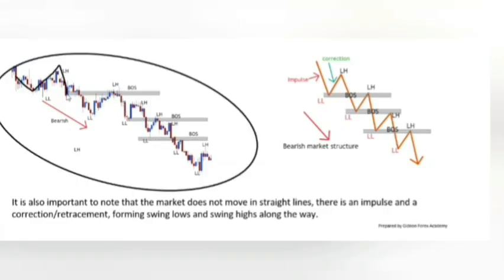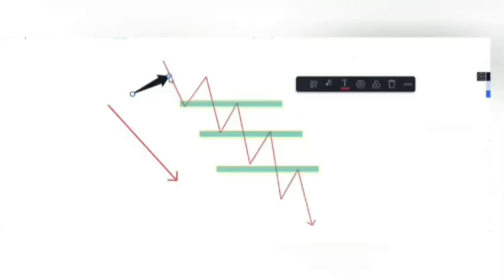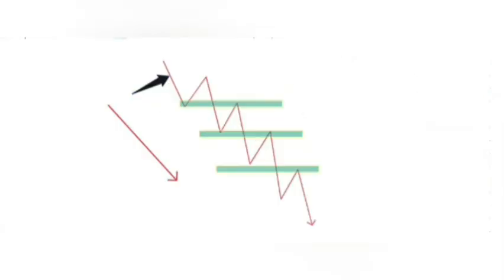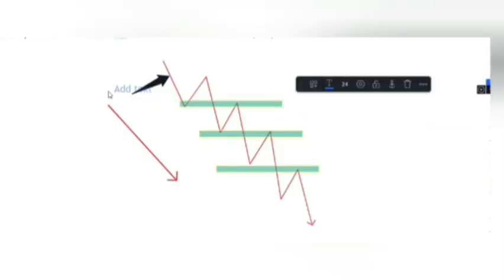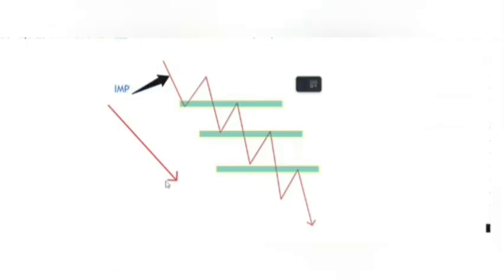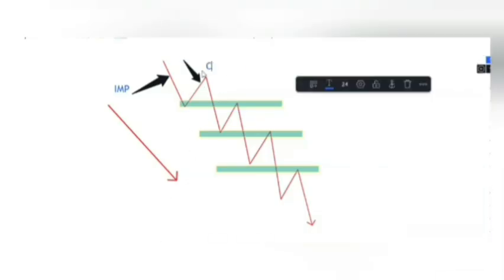And then the impulse, then the correction, impulse, correction, impulse, correction, or retracement. So you are selling at the retracement. All right, that would be your impulse, and that would be your correction. This would be your correction, or retracement.